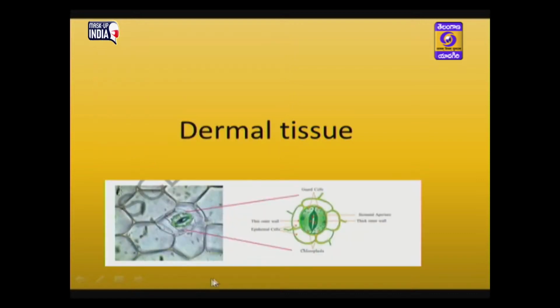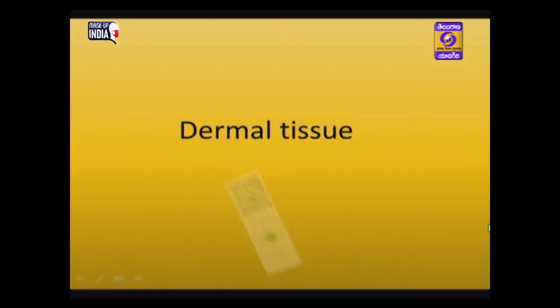Dermal tissue in the leaf has small openings called stomata. They are guarded by guard cells, these green cells you can see. These guard cells help in opening and closing of the stomata. The stomata help in transpiration and exchange of gases.